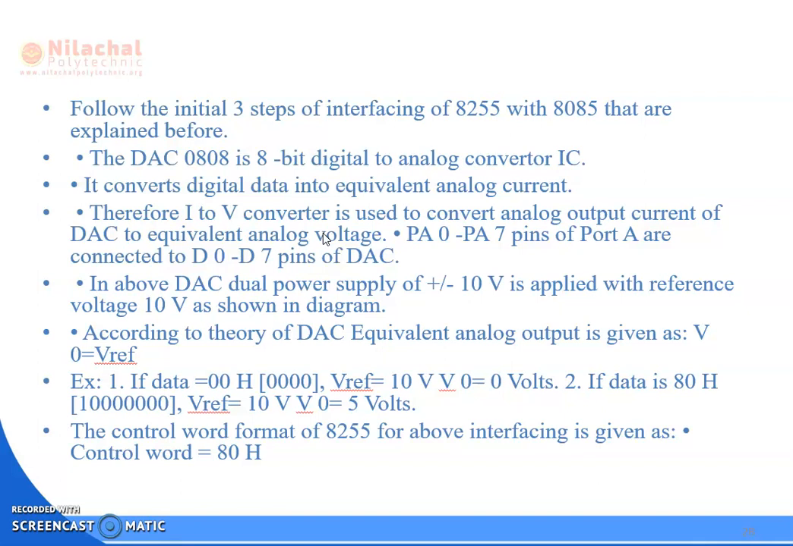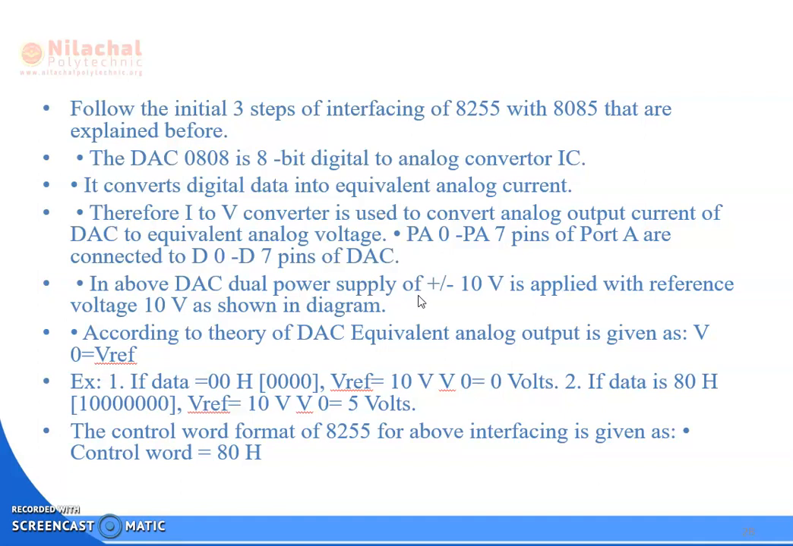Therefore, an I to V converter, that means a current to voltage converter, is used to convert the analog output current of the DAC to equivalent analog voltage. PA0 to PA7 pins of port A are connected to D0 to D7 pins of the DAC. In the above DAC, a dual power supply of plus or minus 10 volt is applied with the reference voltage 10 volt, as shown in the diagram.